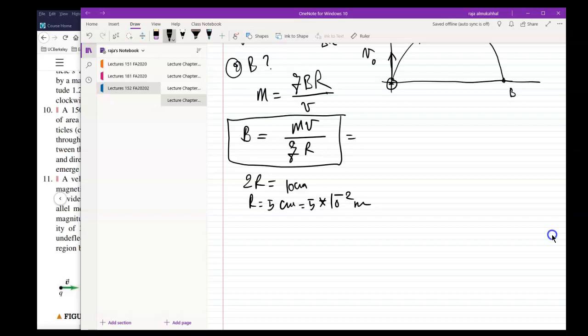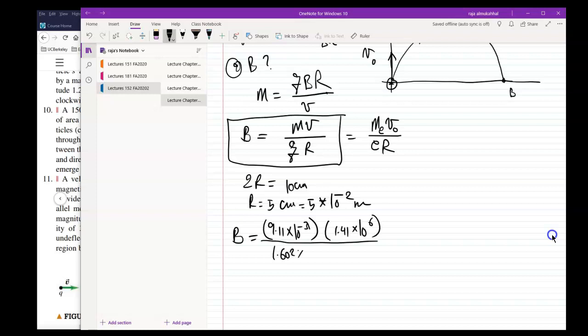Because for the electron, it's just going to be the mass of the electron times the velocity given to me, V naught, over the fundamental charge times the radius. I have everything, so I can just plug it in. So B in this case is equal to the mass of the electron, 9.11 times 10 to the negative 31. I'm sure you've memorized it by now. We've done it so many times. Times 1.41 times 10 to the power of 6 for the velocity, divided by the fundamental charge, 1.602 times 10 to the negative 19.